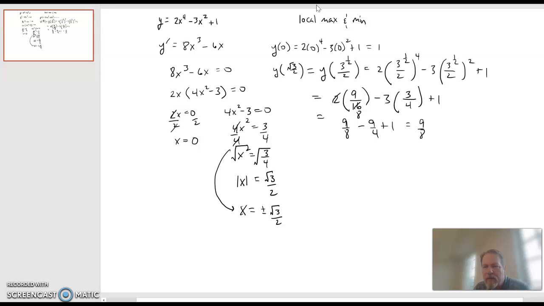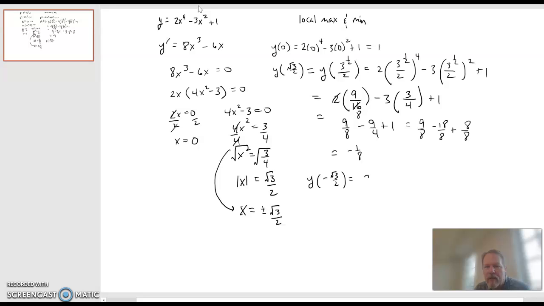So that equals 9/8. Multiply 9/4 by 2 over 2, that's minus 18/8. Get a common denominator. 1 is the same as 8/8. So that gives me 9 minus 18, which is negative 9. Negative 9 plus 8 is negative 1. So negative 1 over 8. Y of negative square root of 3 over 2 gives me the same answer.